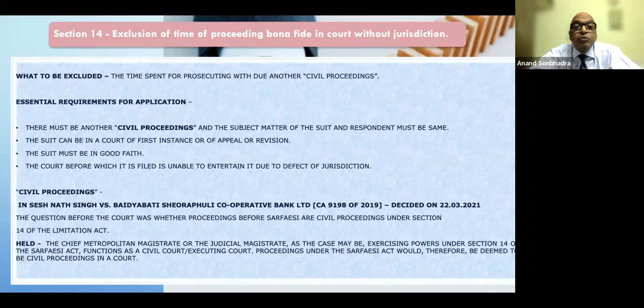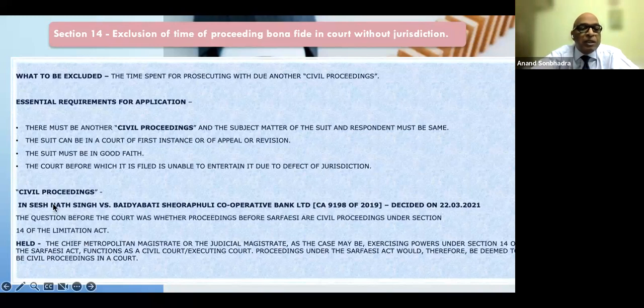Section 14 deals with exclusion of time of proceeding bona fide in court without jurisdiction. So we have seen earlier civil proceeding time is to be excluded and how. So the essential requirement is there must be another civil proceeding and the subject matter of the suit and respondent must be the same. The suit can be in a court of first instance or appeal or revision. The suit must be in good faith, and the court before which it is filed is unable to entertain it due to defect of jurisdiction.